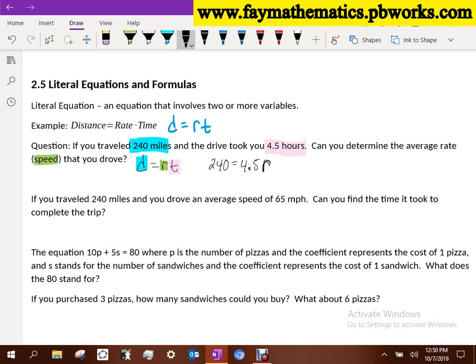So you see that 4.5 is a coefficient for your rate, right? Now how do I solve for rate? You divide. Okay. So divide by 4.5, divide by 4.5, and if you do that, I'll save you the struggles of getting your calculator out. It's 53.33 repeating.